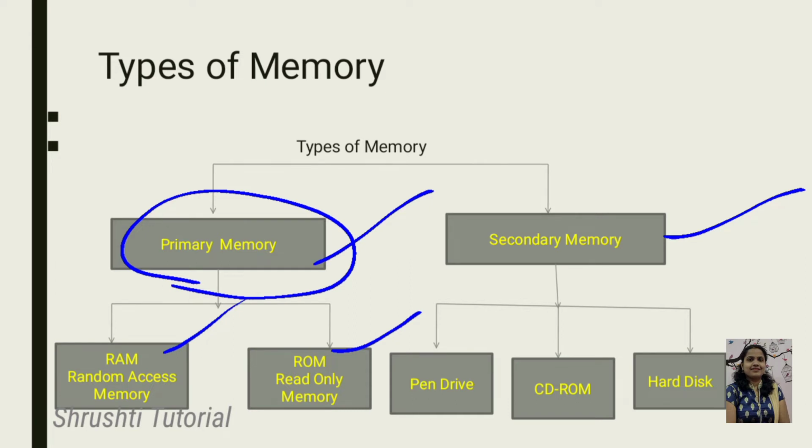RAM is volatile in nature, that is, if we write anything inside the RAM and the power is shut down, then it will be lost or erased. And ROM is read only memory. We can read the data from the ROM, we cannot write inside it. Okay, then secondary memory includes things like pen drive, CD-ROM, hard disks. These are examples of secondary memory.